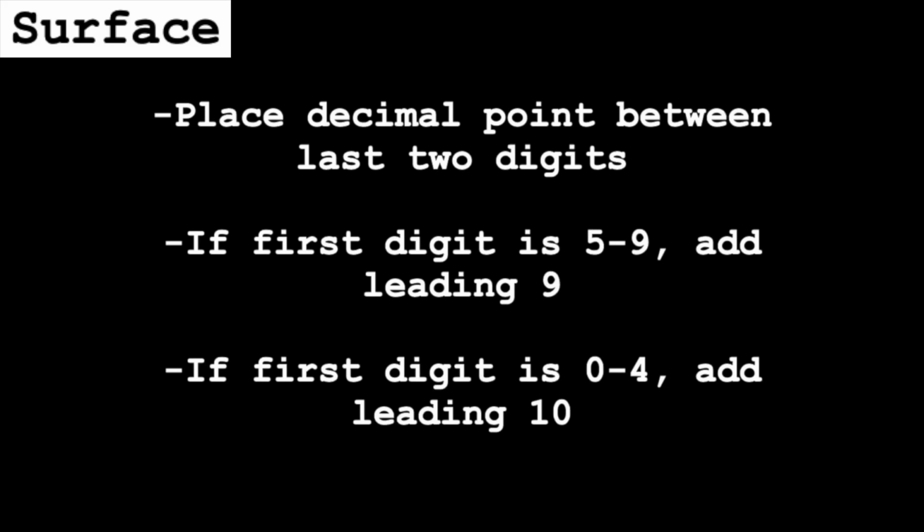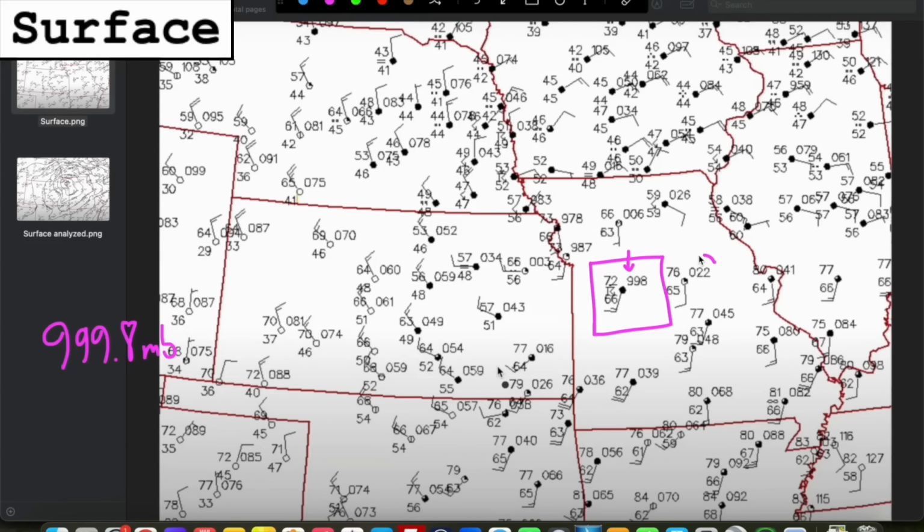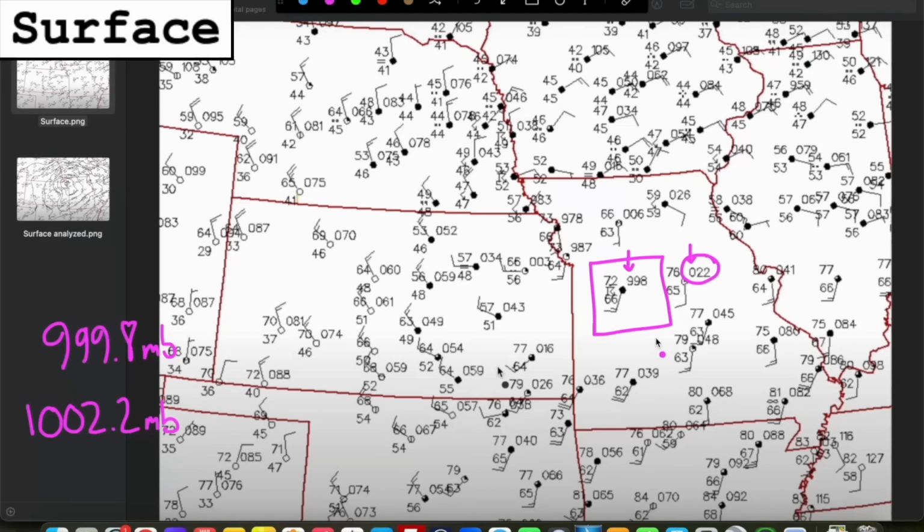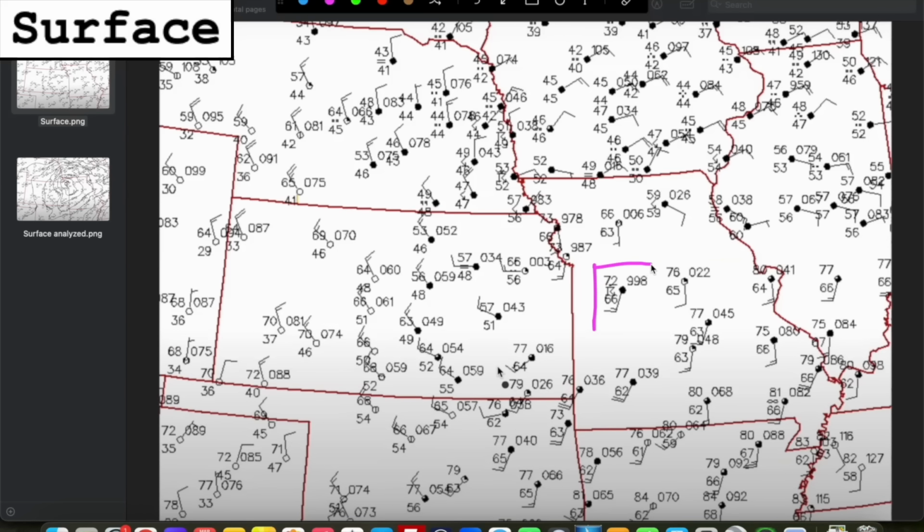If the first digit is between 0 and 4, then we put a leading 10 in front of the value. So for this station, for example, 022, the first digit is between 0 and 4, so that would be a pressure of 1002.2 millibars. Again, we always put a decimal between the last two digits, and that first digit is going to tell us what the leading number is going to be. So for our station in western Missouri, this is going to be a pressure of 999.8 millibars.